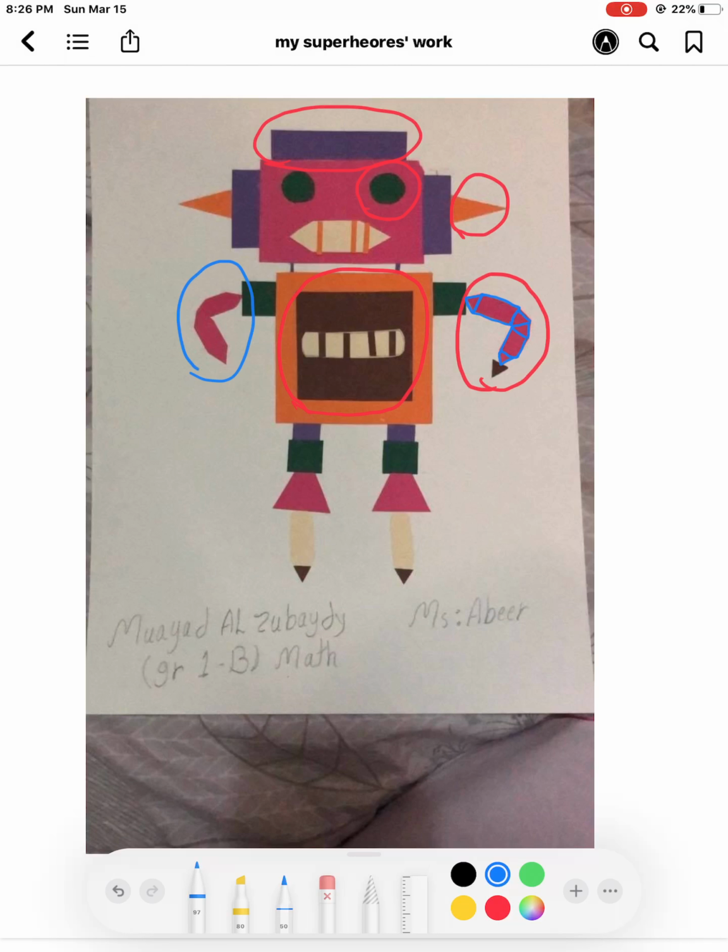Can you do the same for this hand? You can find this file attached to your classwork on our school's website. You can print it and work on Muayyad Zubaydi's drawing, his lovely picture, by cutting, pasting, and drawing. You can tell me which two-dimensional shapes he used for the hand. I want you to do it as homework and send it back to me.